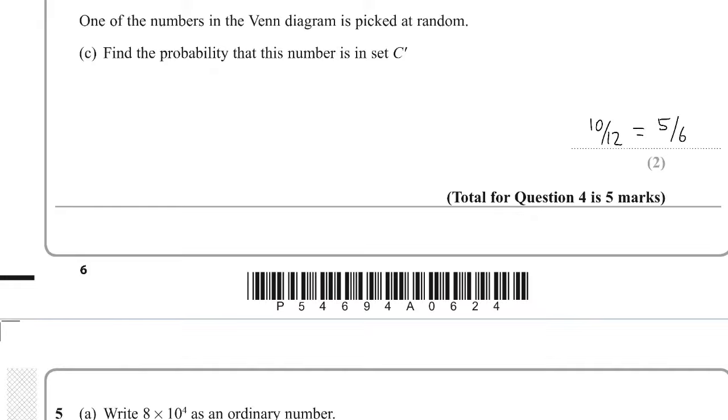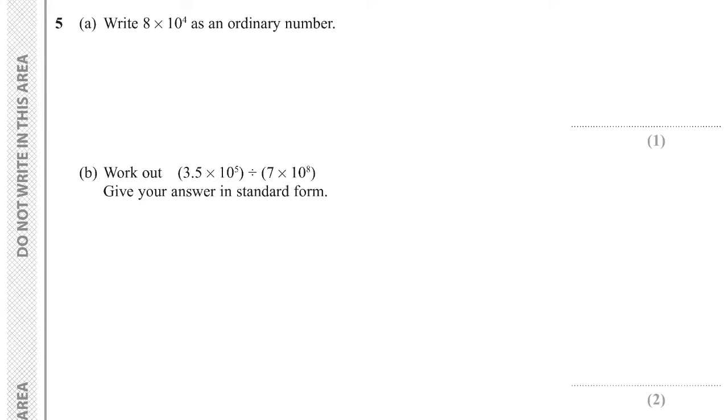And that's it. In question 5, we need to write 8 times 10 to the power of 4 as an ordinary number. So it's just 8 followed by 4 zeros. And then we need to work out 3.5 times 10 to the 5 divided by 7 times 10 to the 8. Even though we can do this on the calculator, we can also show full workings here.